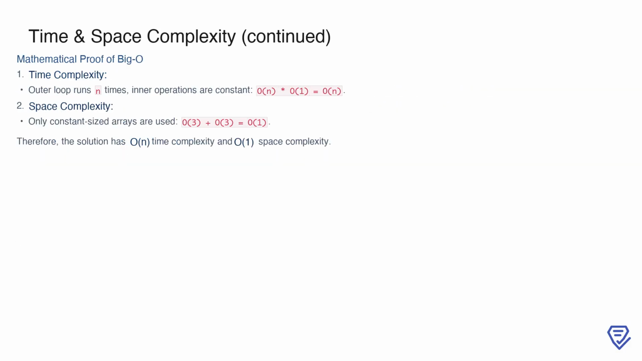Finally, let's summarize the mathematical proof of the big O complexities. For time complexity, the outer loop runs n times, and for each iteration, the inner operations are constant. This gives us O(n) multiplied by O(1), which simplifies to O(n). For space complexity, the algorithm uses only constant-sized arrays, such as the DP array and the next_dp array, both of size 3. These arrays contribute O(3) plus O(3), or O(6), which simplifies to O(1). Therefore, the overall solution has a time complexity of O(n) and a space complexity of O(1), making it highly efficient both in computation and memory usage.